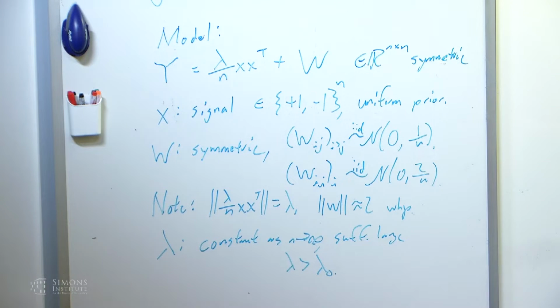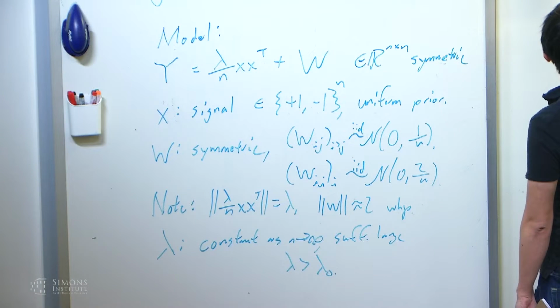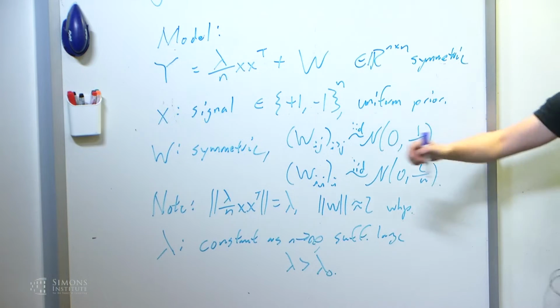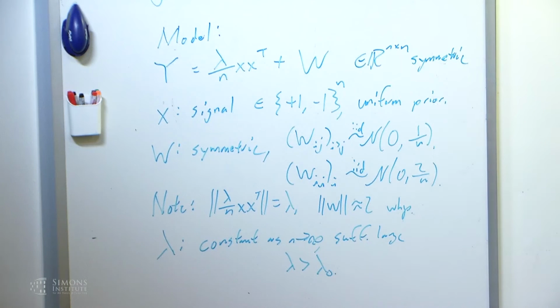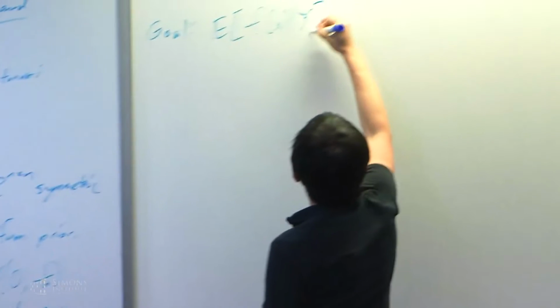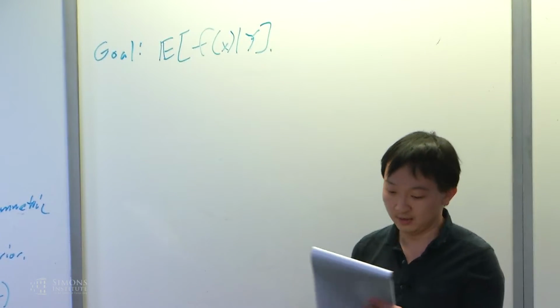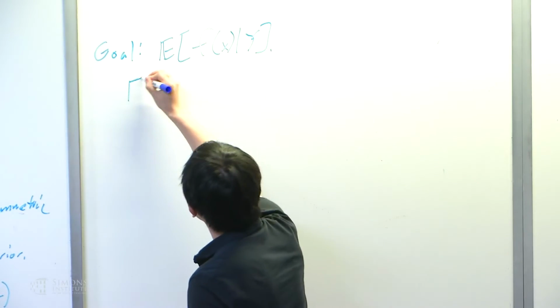Okay, so I want to do Bayesian inference in this model, and what that means is the following. I want to be able to understand what is the posterior distribution of my signal vector x given this observed data matrix Y. And for example, a common task is that I want to, for instance, compute the expectation of some simple function of x, let's say, conditional on my observations Y. All right, so let me make this actually even more concrete.